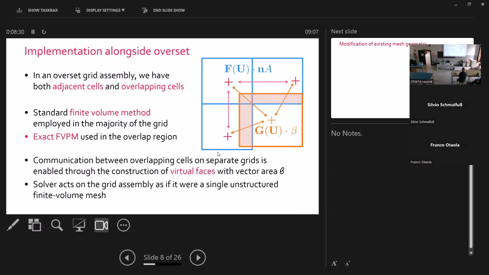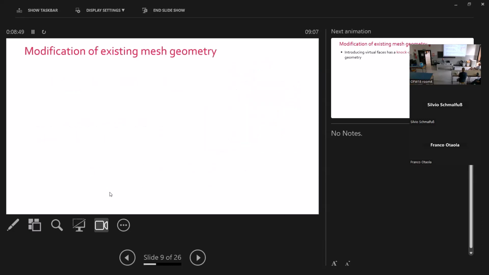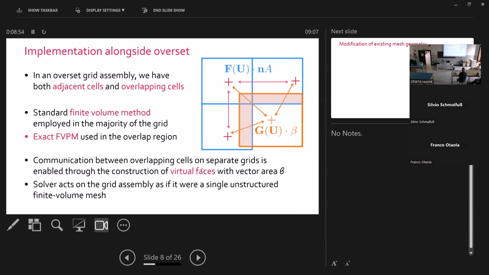So between these overlapping cells, what I'm going to do is construct virtual faces, which have this vector area beta. And because it works at the mesh level, the solver will act on the assembled grids as if it was just a single finite volume mesh. So the solver doesn't know any different. It doesn't know that this is overset. So I've introduced these virtual faces here.